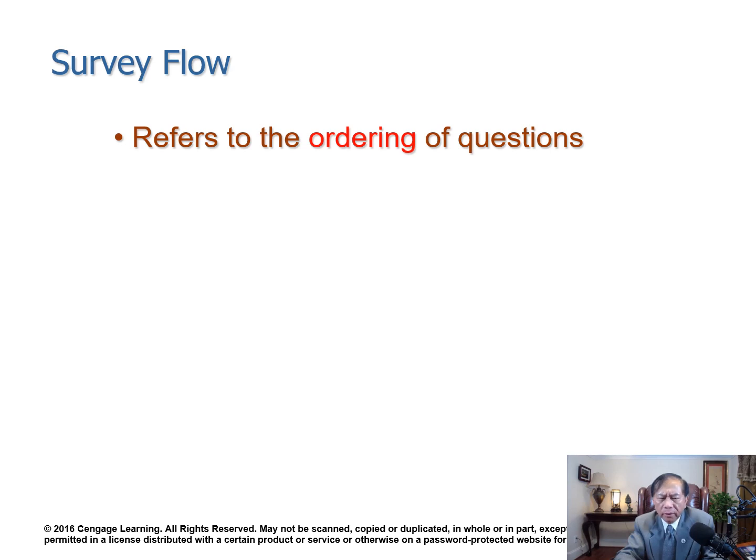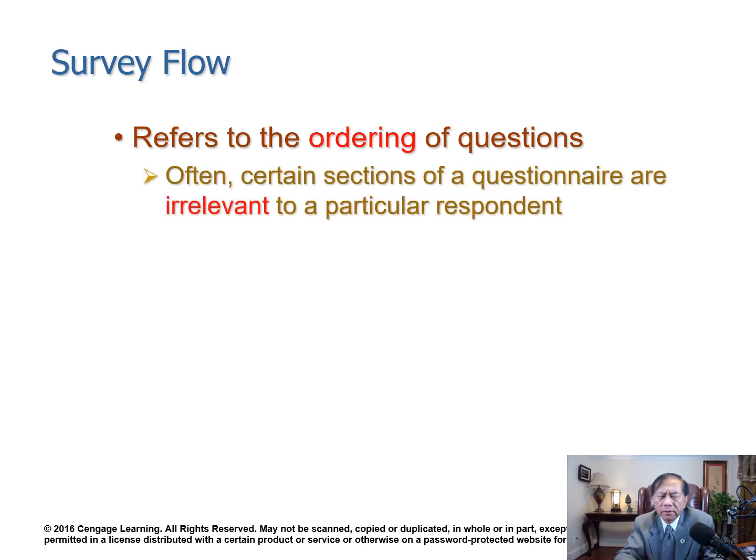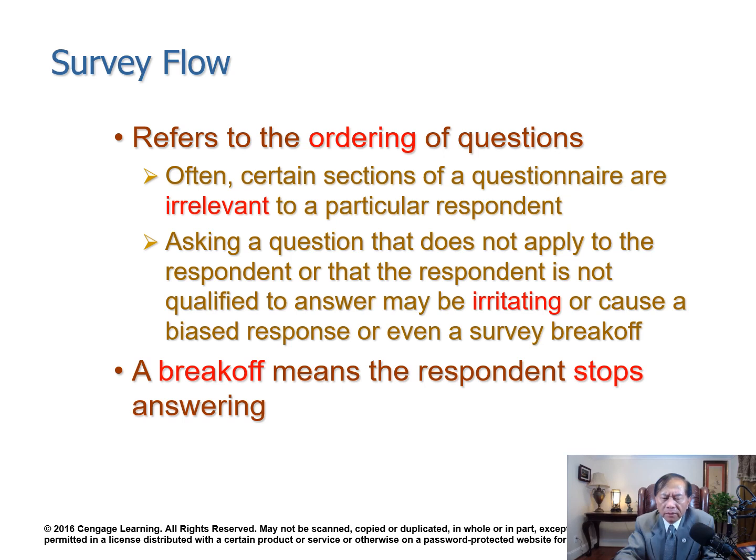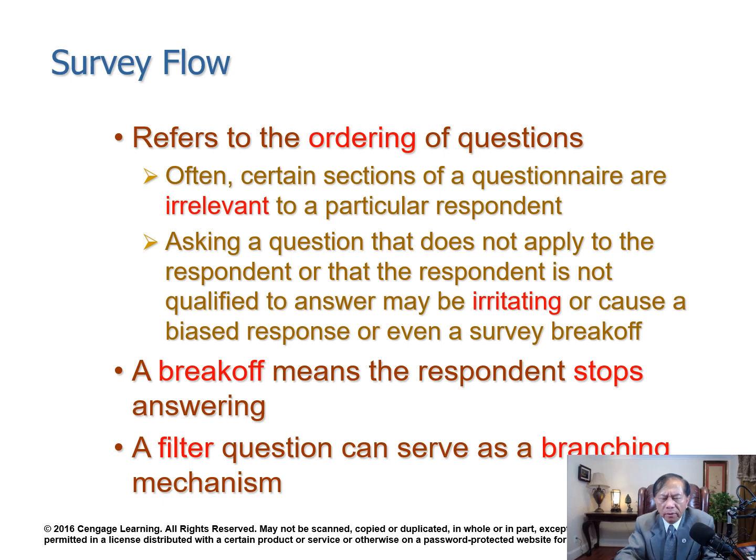Survey flow refers to the ordering of questions. Often certain sections of a questionnaire are irrelevant to particular respondents. Asking a question that does not apply to the respondent, or that the respondent is not qualified to answer, may be irritating or cause a biased response or even survey break off. Break off means the respondent stops answering the questions. That's not good. A filter question can serve as the bridging mechanism.